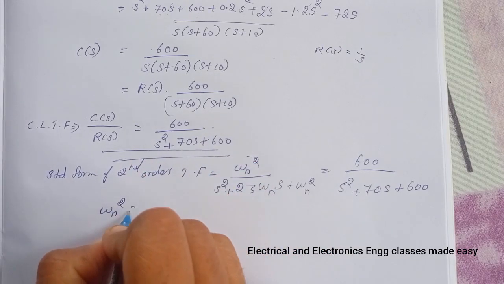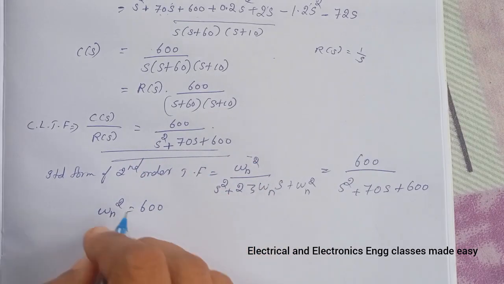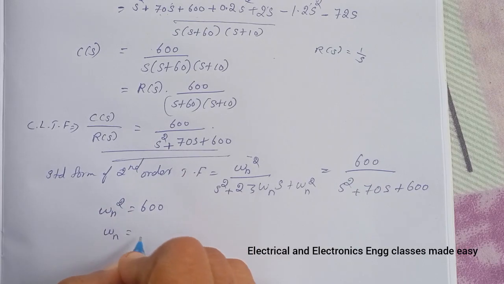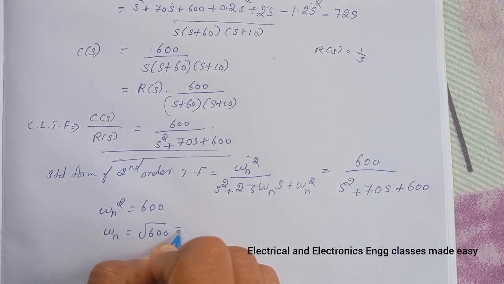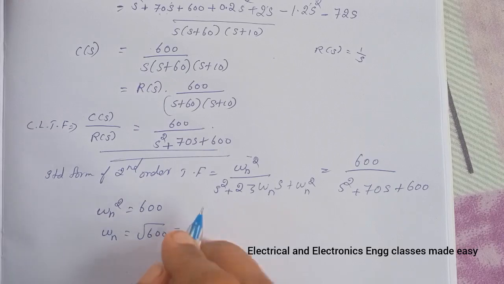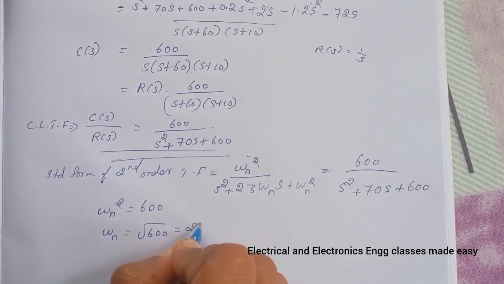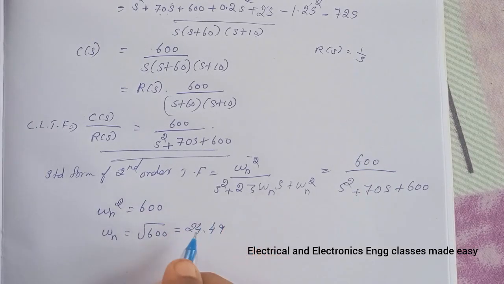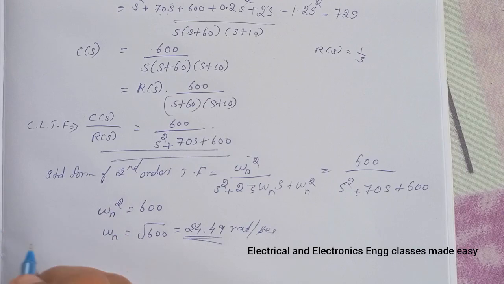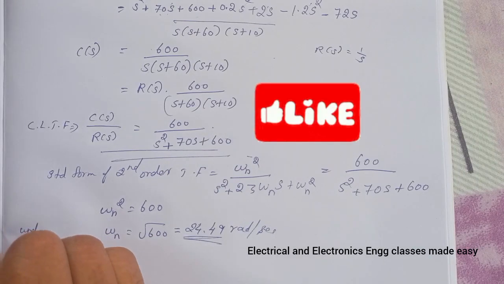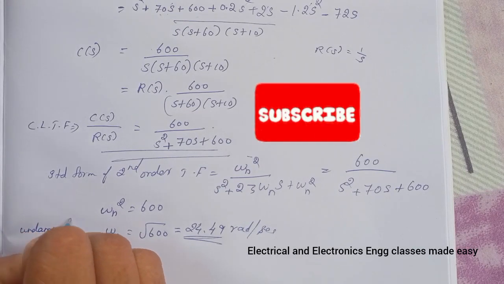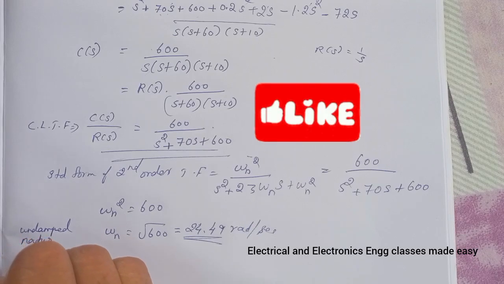From here we get omega n square equal to 600, and omega n is square root of 600, which is equal to 24.49, and the unit is radian per second. So this is the undamped natural frequency.